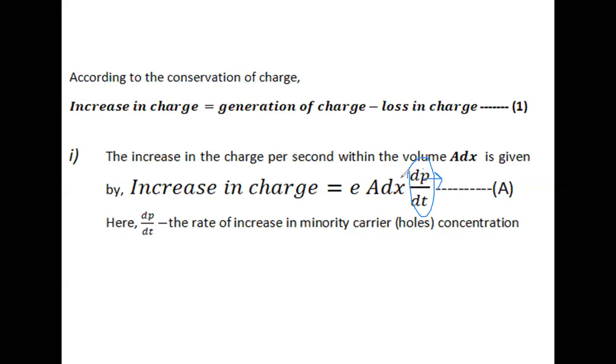Now what we are doing is we are multiplying with A dx. What do you mean by A dx? It is the volume of the element of the block that we have considered. Now what I will get here, volume into number, that means I will get the total number of holes that are changing with time. How? Till now, A dx into dP by dt will give you only the number that is changing with respect to time.